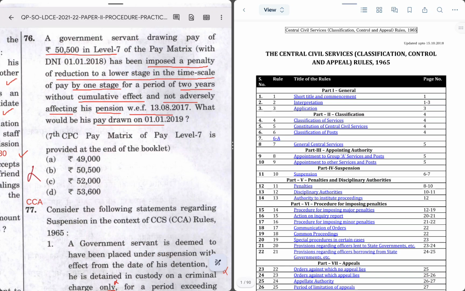The question is regarding pay fixation to a government servant who has been imposed a penalty, but this question has been marked incorrect or invalid by the UPSC for calculation. So there is no correct answer given in the answer key, hence we are dropping this question from discussion. Let's move on to the next question.